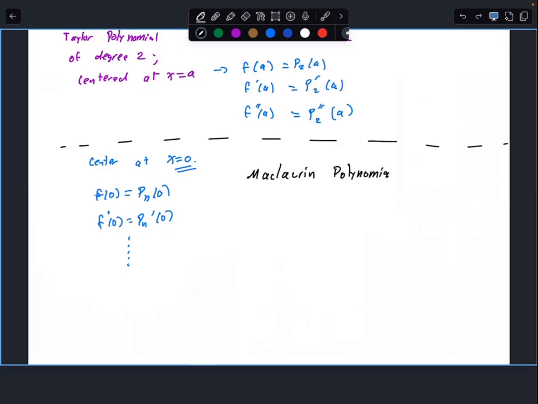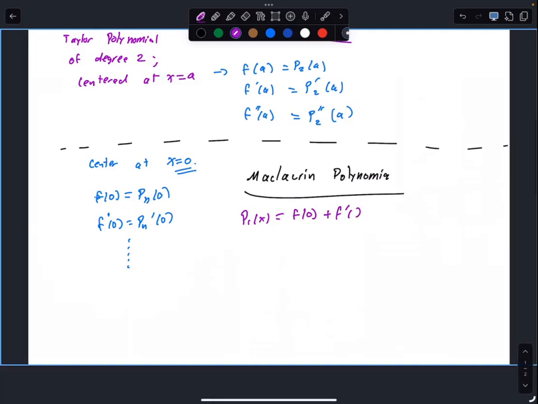So in that sense, for example, P1 of x would equal f of 0 plus f prime of 0 times x. P2 would be f of 0 plus f prime of 0 x plus f double prime of 0 over 2 times x squared. So it's the same thing, just to note when you hear Maclaurin. Next week, we're going to be manipulating infinite series of known Maclaurin series. And so that's going to be a very important piece.